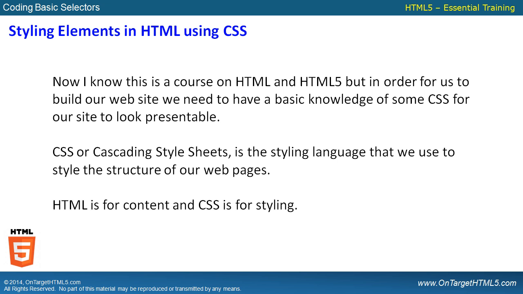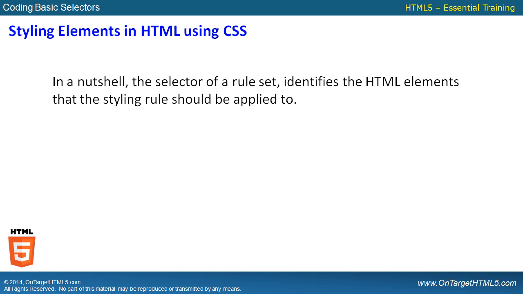HTML is for content, and CSS is for styling. And actually, HTML is for structure also, because it's how we structure our pages. We talked about normal document flow and the structure of our web pages. We use HTML for content and structure. CSS is for styling of those pages. In a nutshell, the selector of a rule set identifies the HTML elements that the styling rule will apply to. I know that may sound a little confusing, but in a few minutes you're going to see how when we take a selector, we can assign it styles in CSS, and then those styles will pertain to anything in our HTML file that has that selector.